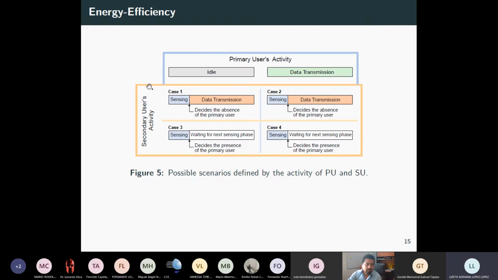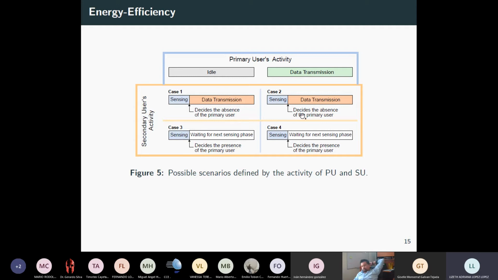These scenarios are represented in this figure, in which we have the activity of the primary user. For example, it can be absent or present, and the activity of the secondary user. For example, the secondary user can decide the presence or absence of the primary user signal and transmit data. For example, case 1 is when the primary user is absent and the secondary user decides the absence of the primary user, then it transmits data.